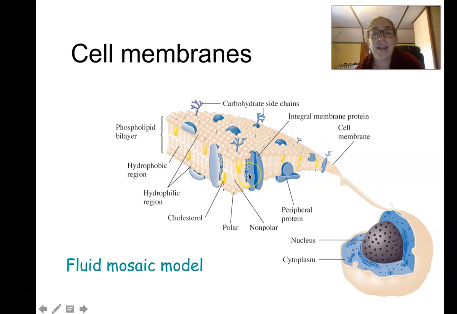All right, and that model of the membrane, it's called the fluid mosaic model of the membrane. It's fluid in that these proteins and stuff can kind of swim through here, but it's also sturdy enough to hold all of these phospholipids together so they don't leak.